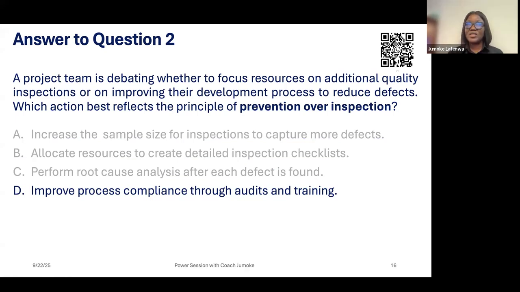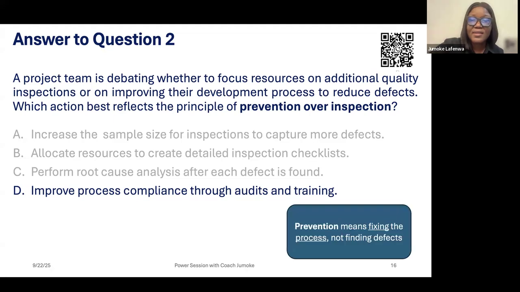Prevention is actually process-based because you are ensuring that the processes are in order to be able to deliver the desired quality. So your project is debating whether to focus resources on additional quality inspection, when you are inspecting, you already have deliverables in your hands, or improving their development process to reduce defects. So this is the answer. Prevention means fixing the process, not finding defects.